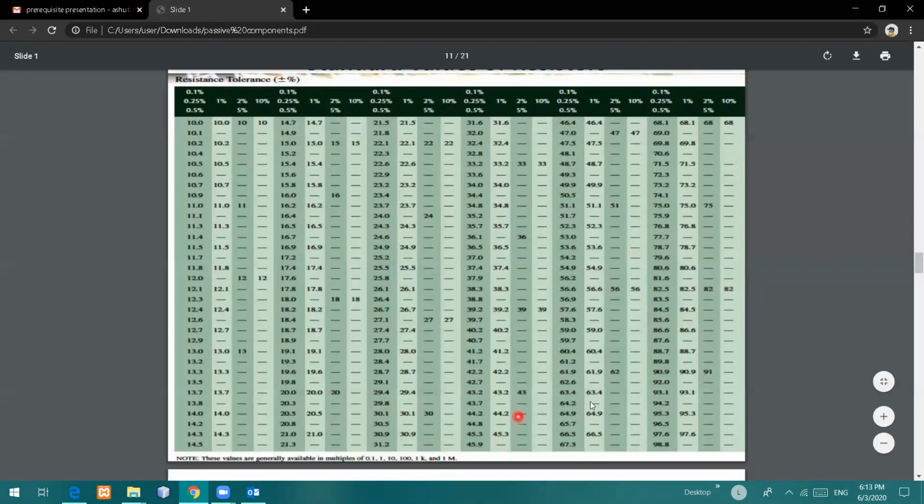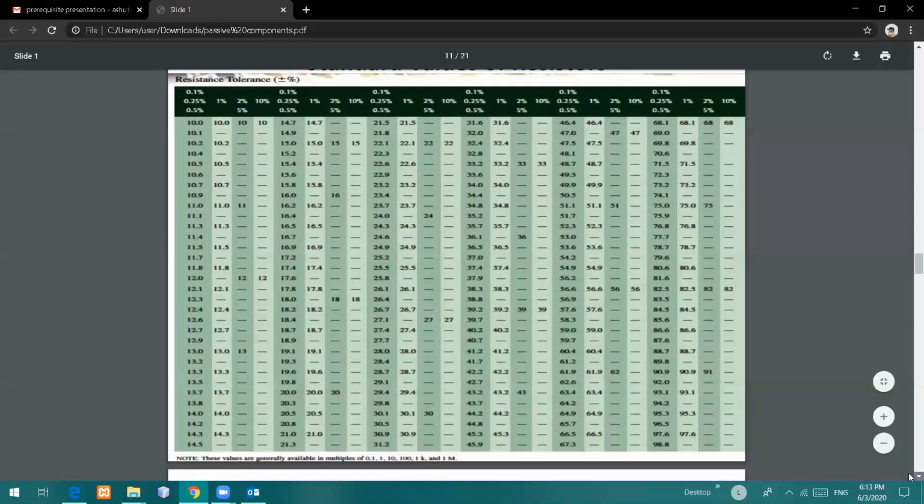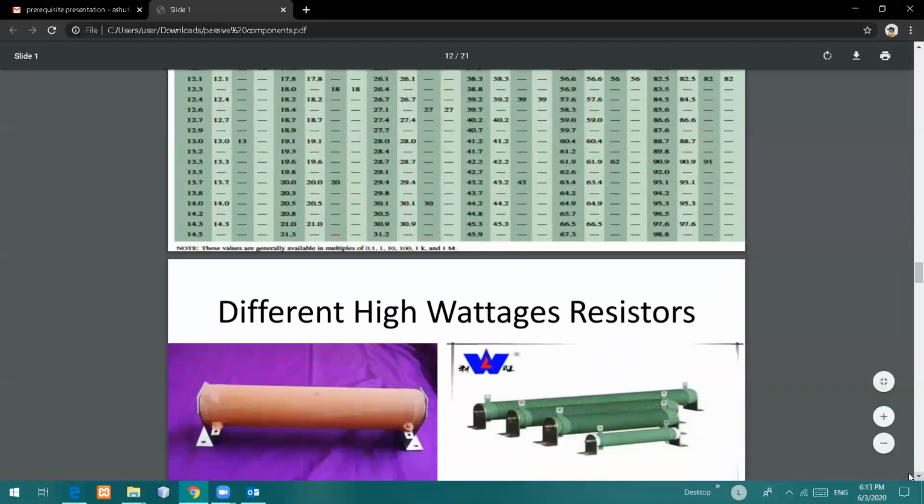So like this, you go on multiplying all these values of the resistor by the multiplying factor, either 10, 100, 1k and 1 mega ohm. All those standard values of the resistors are available in the market and you can purchase. Accordingly, you have to decide what value of the resistor is suitable for your particular design.